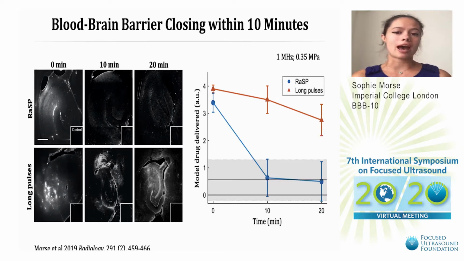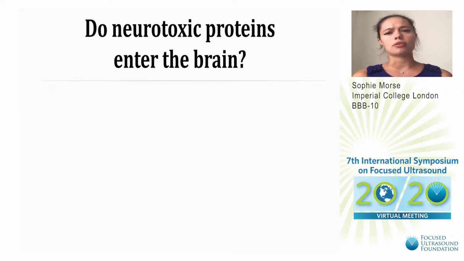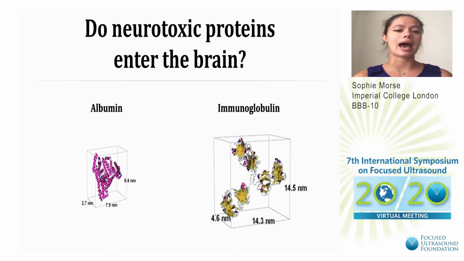And if it's open for hours and hours, this also means that not only your drug is going to go across, but also other toxic proteins are going to be able to enter the brain as well. So, do neurotoxic proteins enter the brain? And I'm specifically looking here at albumin and immunoglobulin. These are the most common proteins that are normally in the blood and not in the brain. If they enter the brain, they cause neurotoxic effects, the DNA fragmentation inside neurons, and this causes neuronal death and also the activation of immune cells as well.